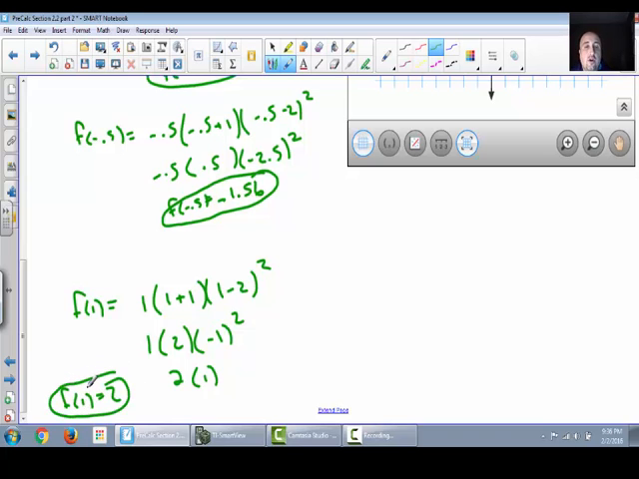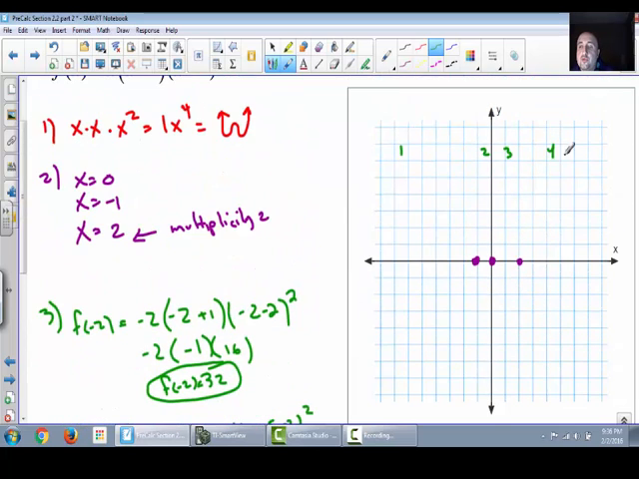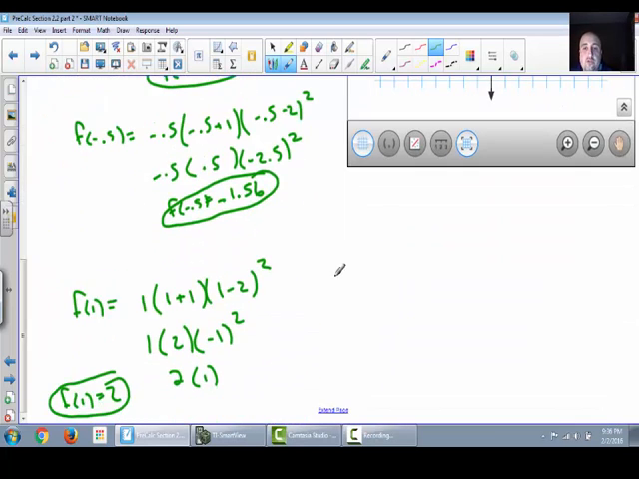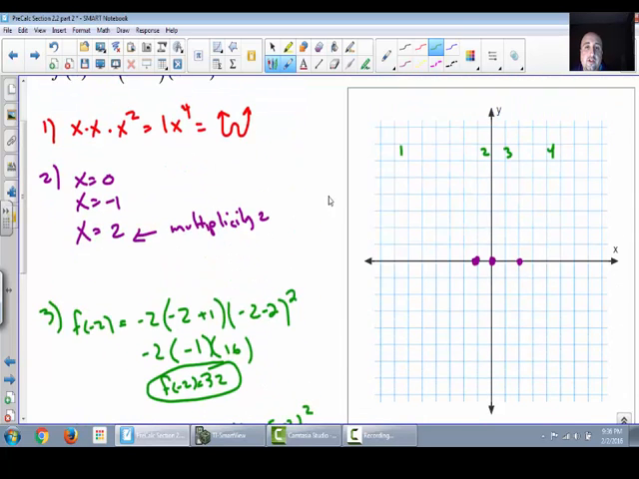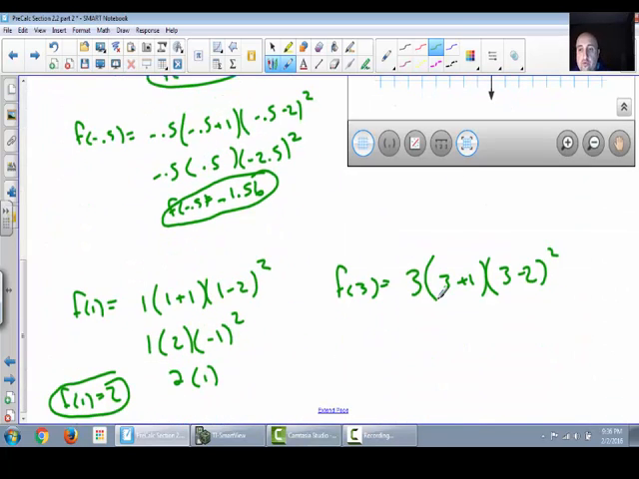That's going to go on our grid. So we've tested zones 1, 2, and 3. Now we need to test zone 4. Give me a number to the right of 2. Let's just do something easy, let's do 3. So f of 3: 3 times 3 plus 1 times 3 minus 2 squared. Make sure that equation's correct. Yep. So 3 times 4, and 3 minus 2 is 1, 1 squared. So 12 times 1 is equal to 12. So f of 3 is equal to 12.